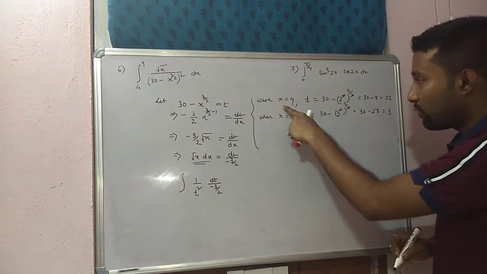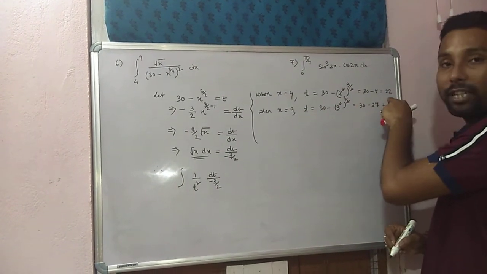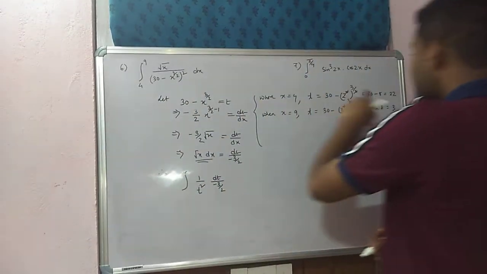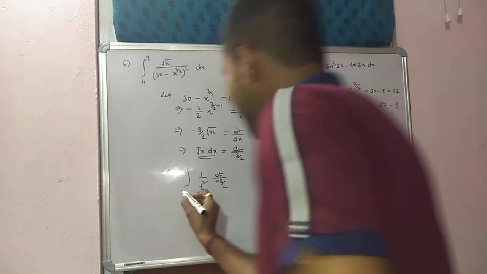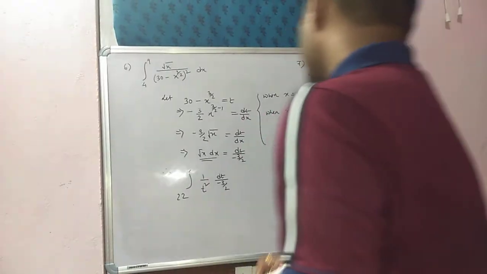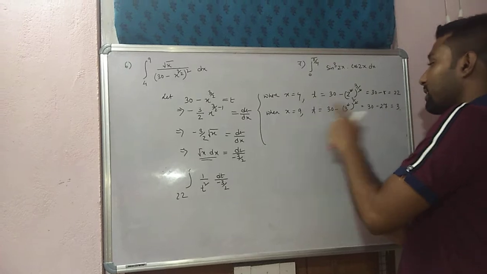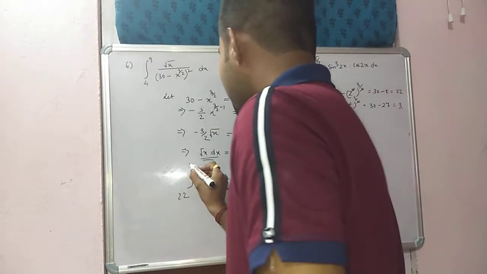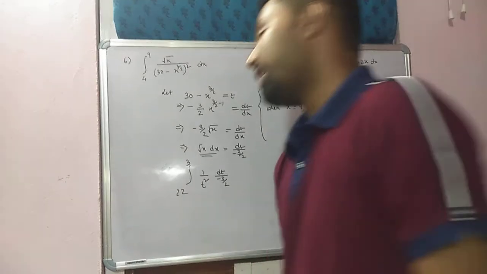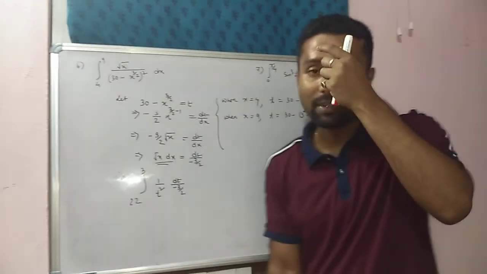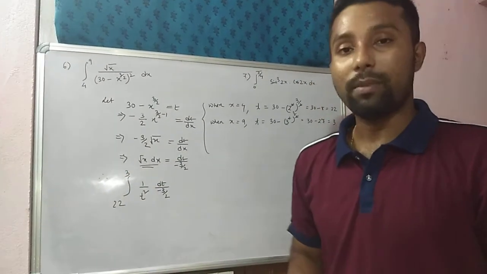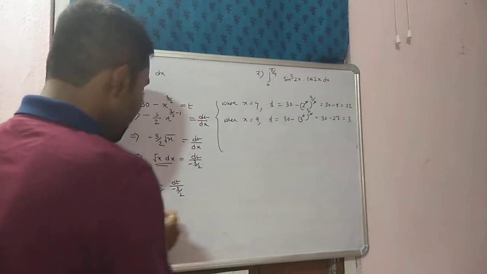So when x is equal to 4, the value of t I got is 22. 4 is the lower limit, so the lower limit becomes 22. When x is equal to 9, t is 3, and 9 is the upper limit, so the upper limit becomes 3. In this way we can change the limits. Now you have to integrate with these new limits. How can we integrate? The remaining part is the same.